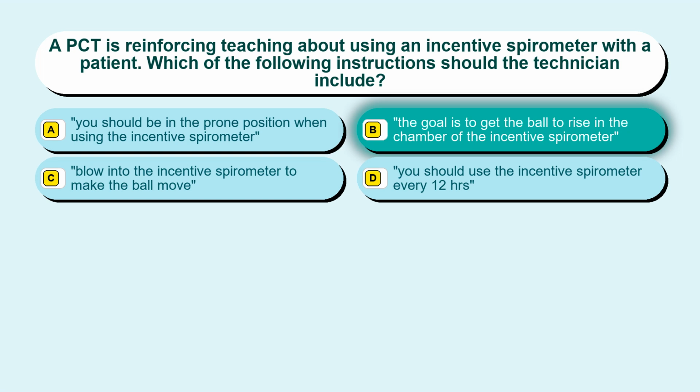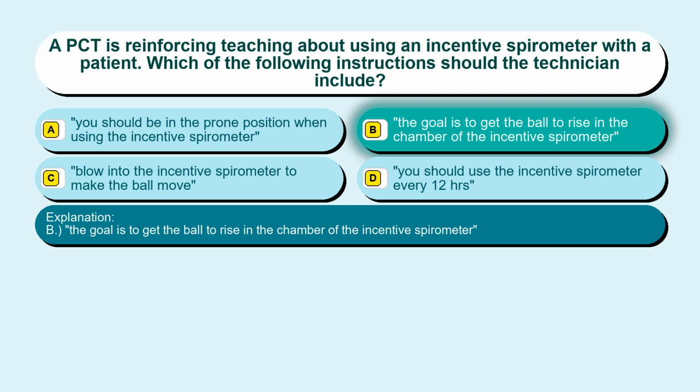The correct answer is option B. The goal is to get the ball to rise in the chamber of the incentive spirometer.